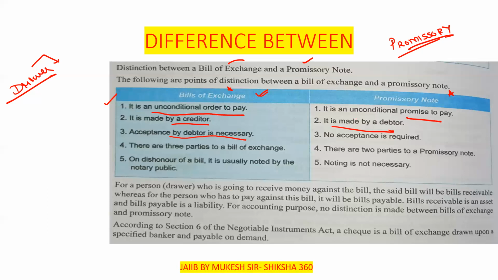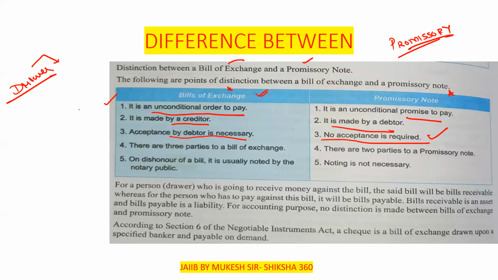Basically that's why we have mentioned the signature of the debtor on that. So acceptance by the debtor is necessary in the case of the bill of exchange. And in the case of the promissory note, basically no acceptance is required.